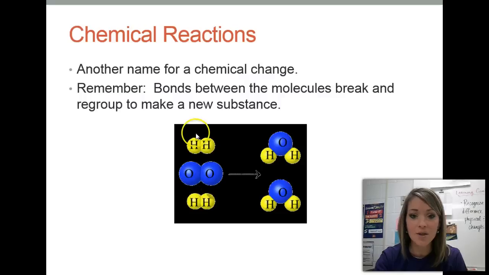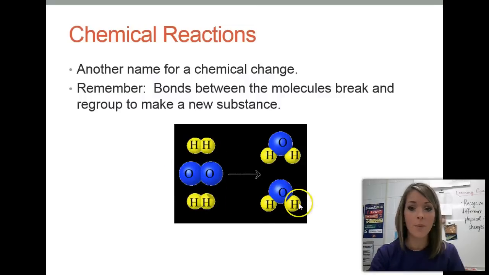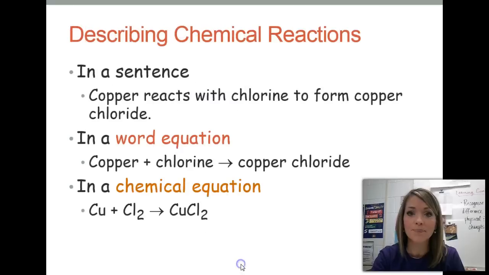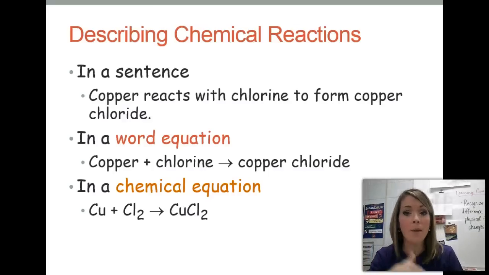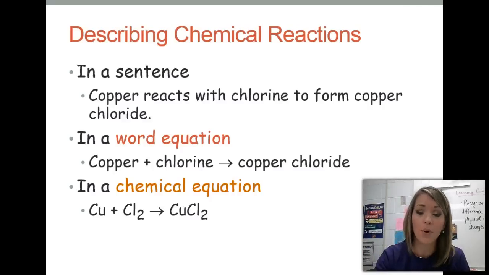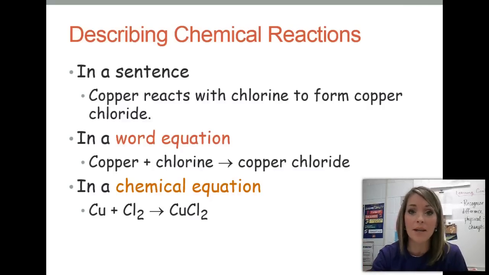So you can see here in the picture, the H2 and the O2 are breaking apart. They're regrouping to form H2O, which is water. All right, there's three ways that you can describe a chemical reaction. You can just describe it in a sentence. You can say copper reacts with chlorine to form copper chloride. You can just describe what's happening in the chemical reaction. Two, you can write a word equation like copper plus chlorine yields, that's what the little arrow means, yields copper chloride. So this is just saying what things are reacting, what things are being produced.